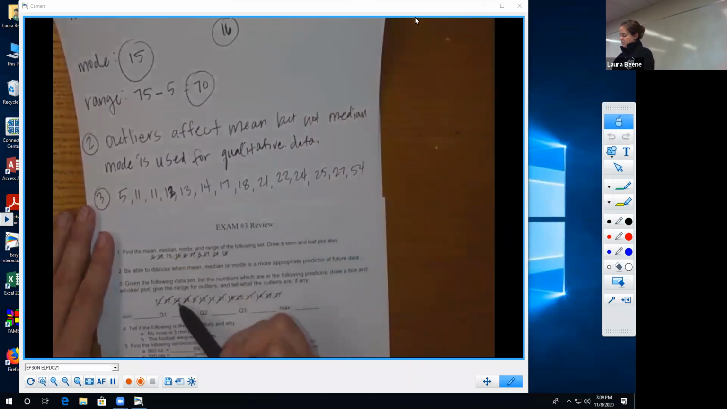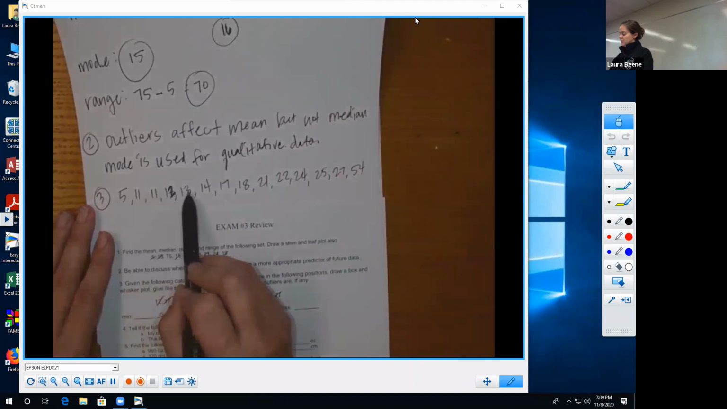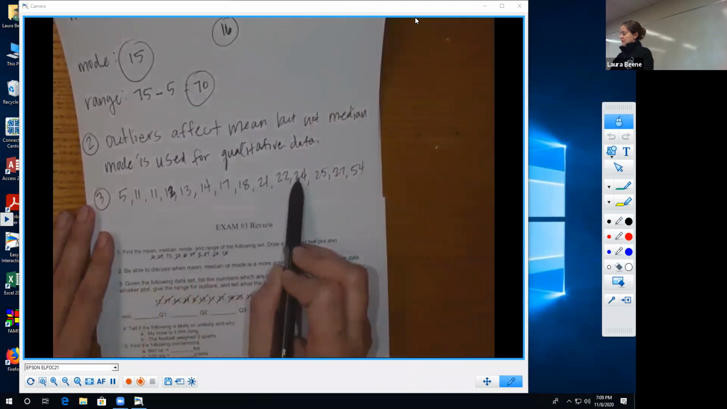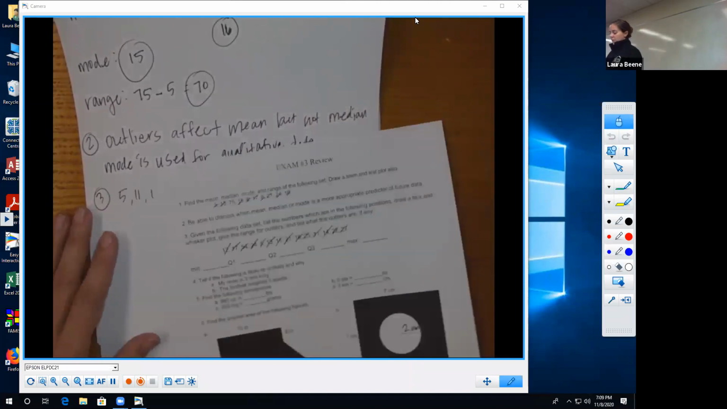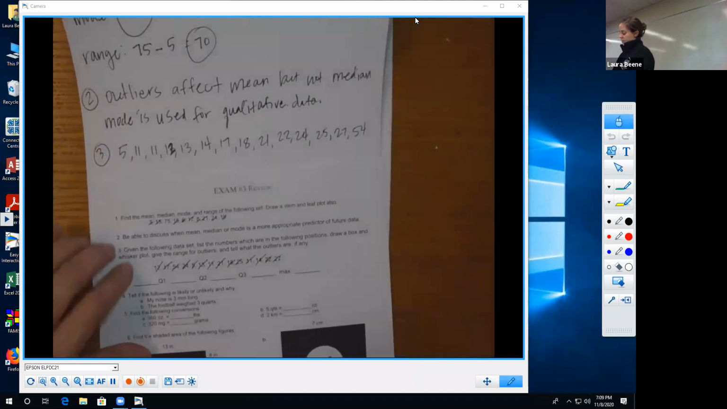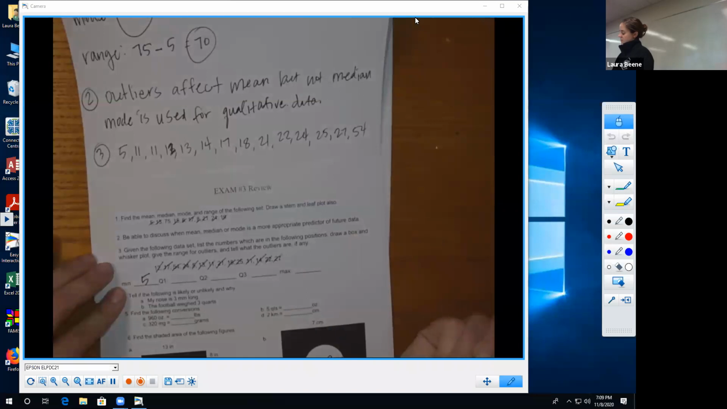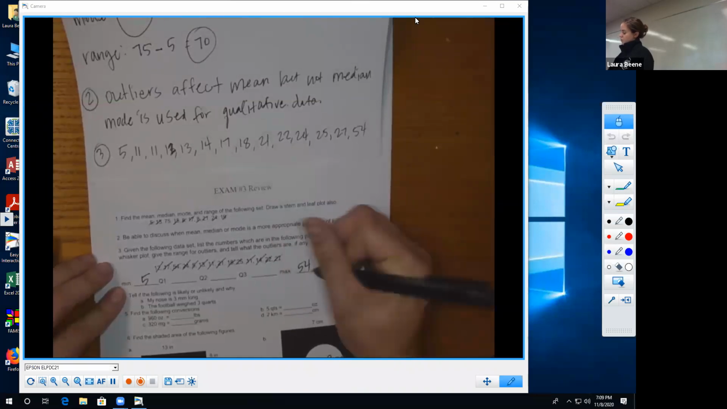So let's see, 1, 2, 3, 4, 5, 6, 7, 8, 9, 10, 11, 12, 13, 14. Okay. So we can tell the minimum right now. The minimum is the number 5. The maximum is the number 54.